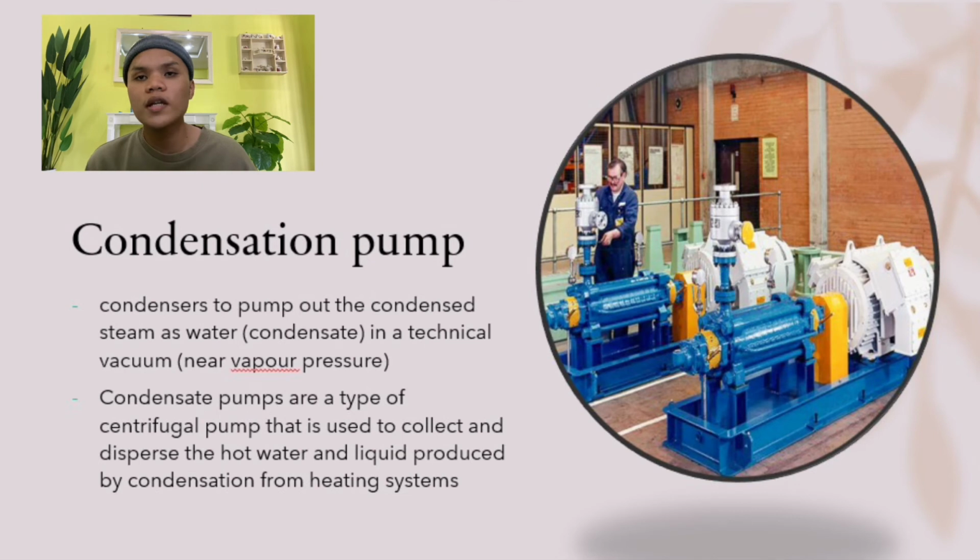Condensate pump. What is a condensate pump? A condensate pump is a centrifugal pump which is named after the type of fluid handled. It is used with the condenser to pump out the condensed steam as water in a technical vacuum near the vapor pressure.